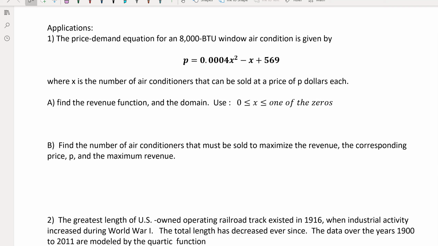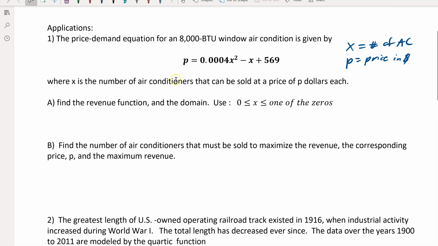Okay, so this is applications of polynomials, and we have our first one, which is a polynomial, but this is our parabola. It says the price demand equation for an 8,000 BTU window air conditioner is given by this, where X is the number of air conditioners. So anytime they tell us, we need to write it out. Number of air conditioners. And P is our price in dollars. So we know now that if you plug in some X, which is the number of air conditioners, it tells you the price that they would charge to sell that many air conditioners. So there's also some price that they would charge to sell some number of air conditioners.